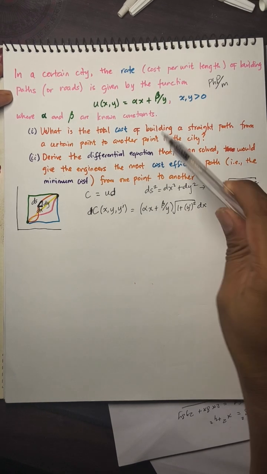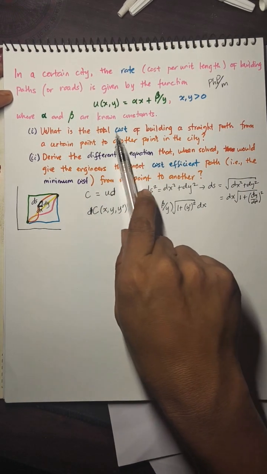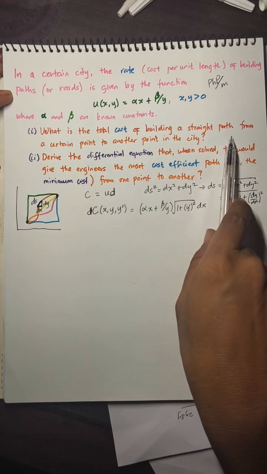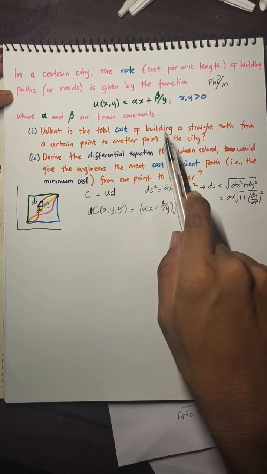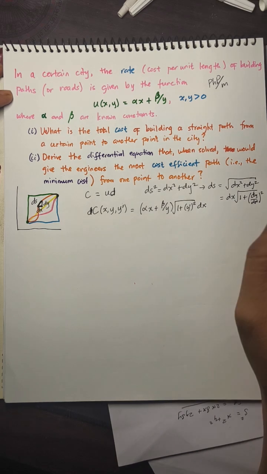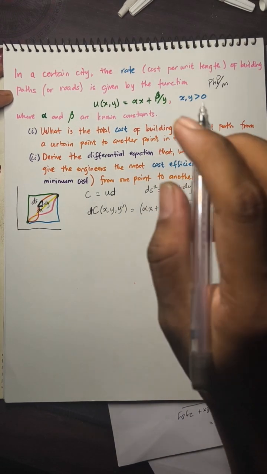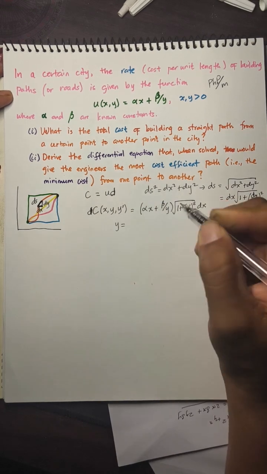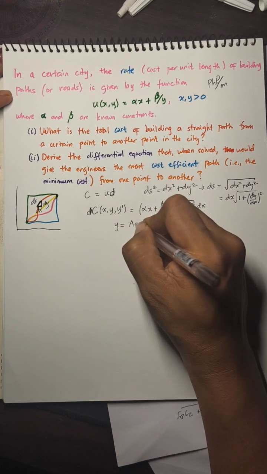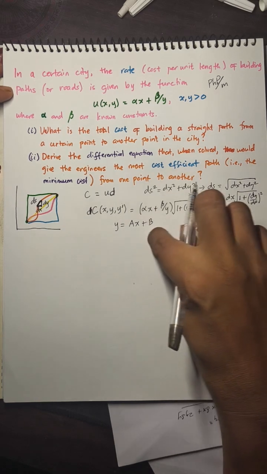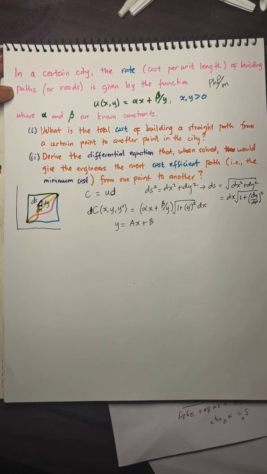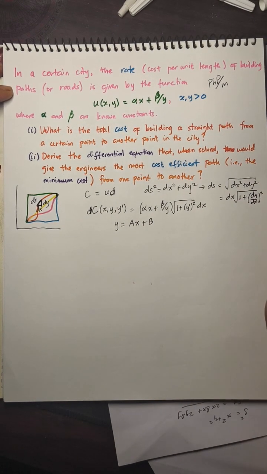Now, since we are asked to find the straight path from a certain point to another point, okay? So meaning that here, since we have a straight path, y is equal to some ax plus b, okay? Y is equal to ax plus b. This is a linear function.